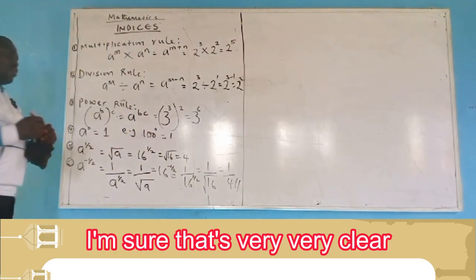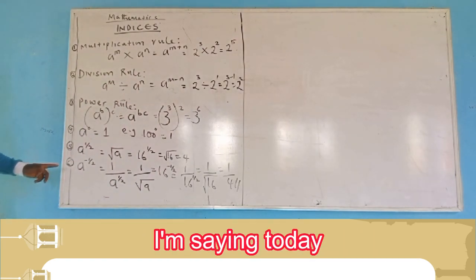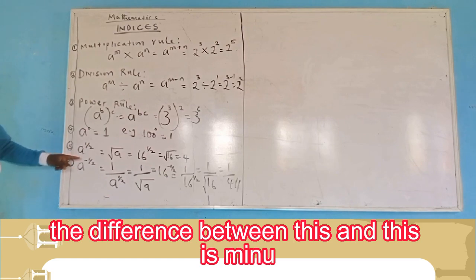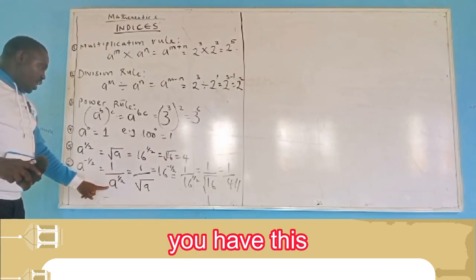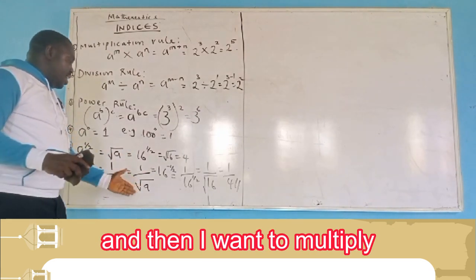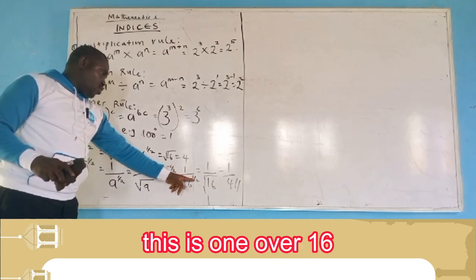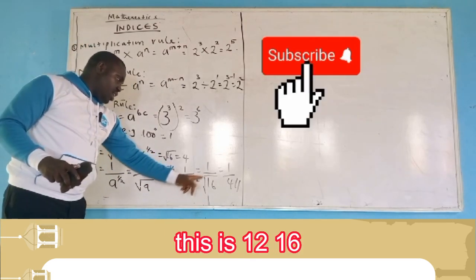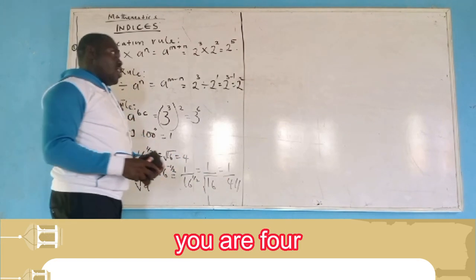I'm sure that's very clear. In case you're not clear, let me say it again. The difference between this and this is minus, the minus sign from the division rule. You have this, and this is the same thing as this. And then I want to particularize what we have just done. So we have this: 1 over 16 raised to the power of a half, and the half there is the square root, so the square root of 16 gives you 4.